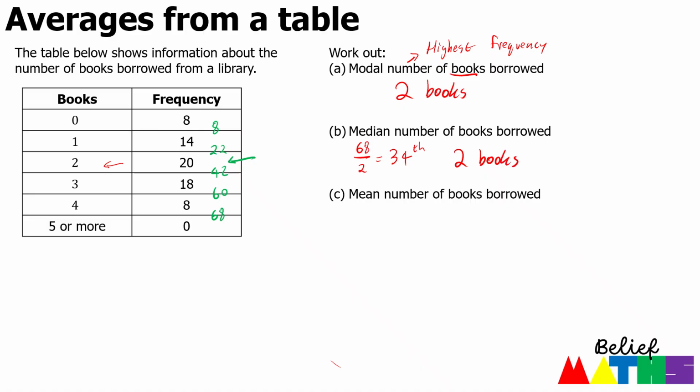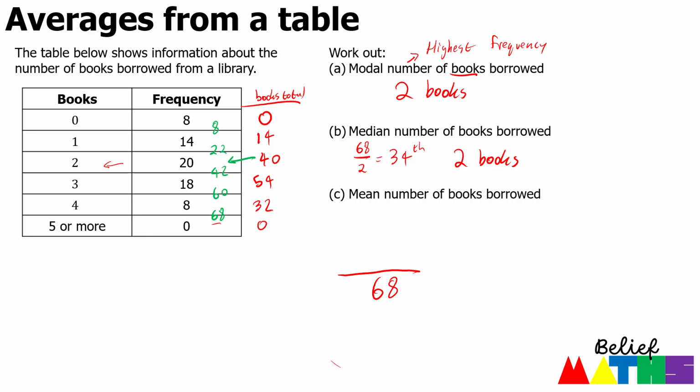Finally then, the mean number of books borrowed. So we need to find how many books were borrowed in total, and we're going to divide that by 68 people, because that was the total frequencies. And the total number of books borrowed, remember I said that this first line means 0 books were borrowed 8 times, so that's 0 books. So we call this books total, for example. In this case, 1 book was borrowed 14 times, that's 14 books. 2 books were borrowed 20 times, that's 40 books. 3 books were borrowed 18 times, so 18 times 3 gives us 54 books. 4 books were borrowed 8 times, so 8 fours are 32, and then 0 for the last one as well.